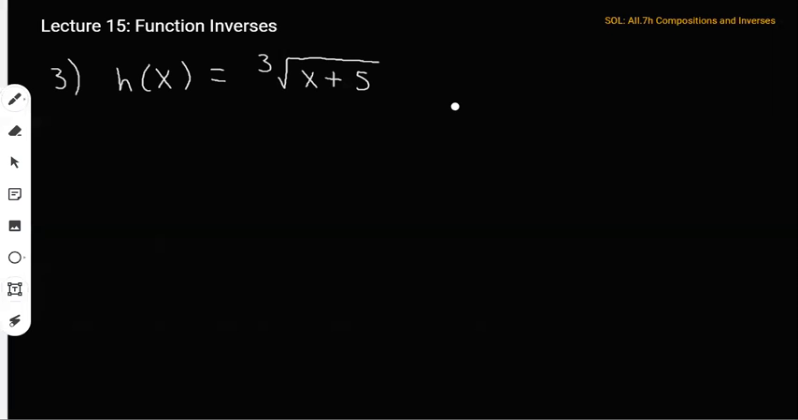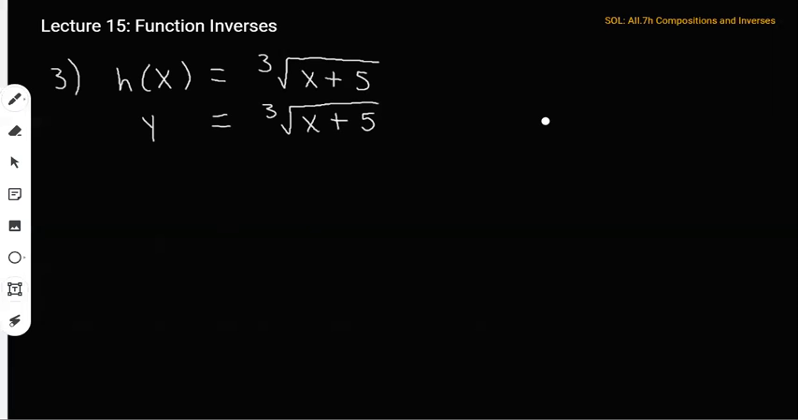So the first thing that I'm going to do is replace my h of x with a y. I can do that because they're considered to be the same thing. And I'm going to keep the right side the same for now. So all I've done is replace h of x with a y.